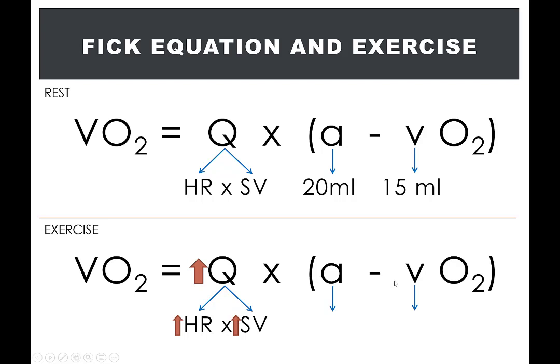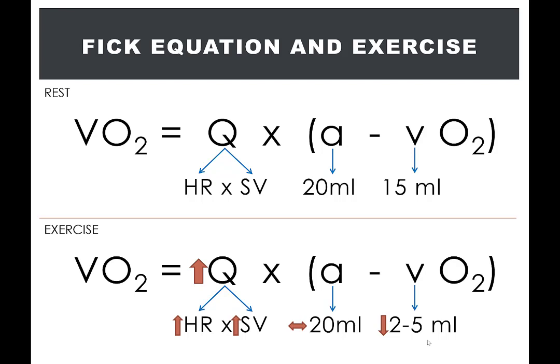Now, what about AVO2 difference? As I said earlier, arterial blood is nearly 100% oxygenated, even during exercise. So this 20 milliliters of oxygen per deciliter of arterial blood does not change during exercise. Please take careful note of this. Arterial O2 content does not change during exercise. It is already 100% saturated with oxygen. So then what changes? As you can see, venous O2 content decreases down to a maximum of 2 to 5 milliliters per deciliter of blood.